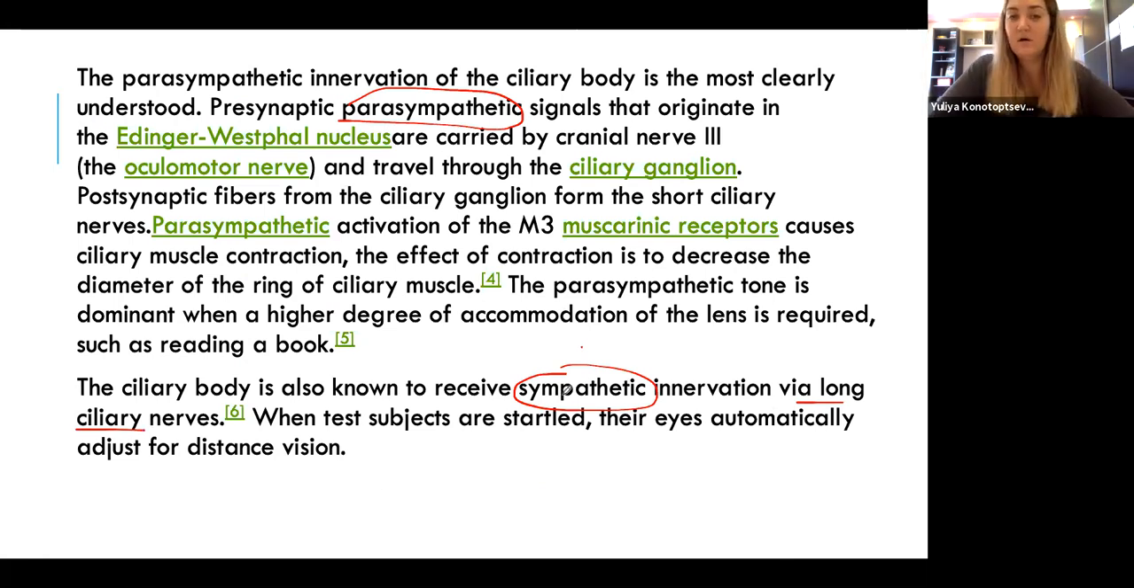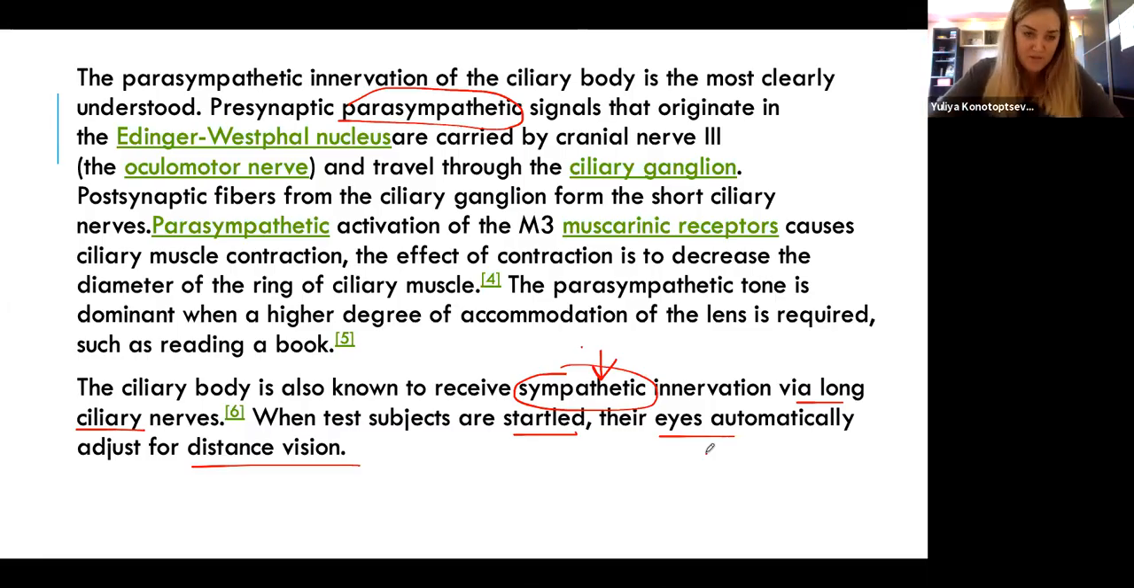What is the purpose of the sympathetic innervation of the ciliary body? They did a test, right? So if you're startled, like you're suddenly surprised by something, you're going to see that your eyes will automatically adjust for distance vision. The job of the sympathetic innervation is going to be to relax your ciliary muscle, distance vision. The job of the sympathetic innervation via this is to relax the ciliary muscle so you can see more far away.